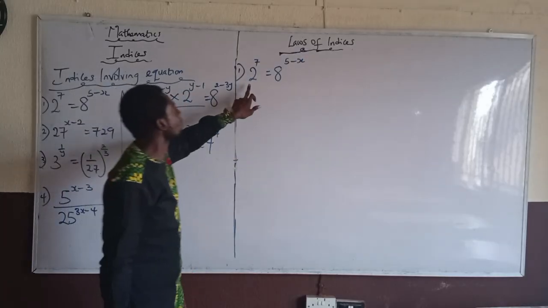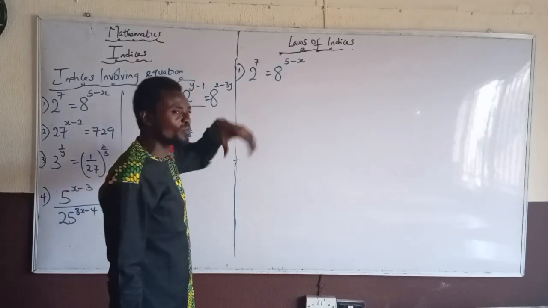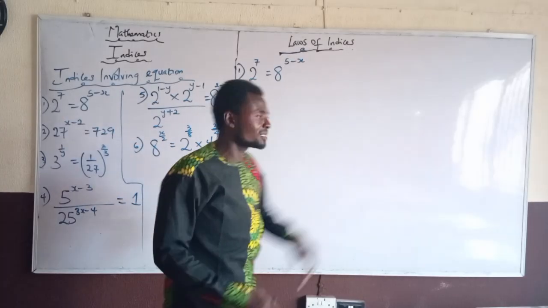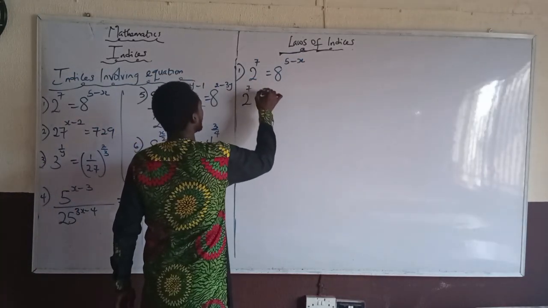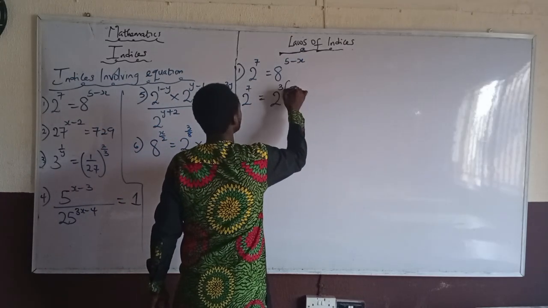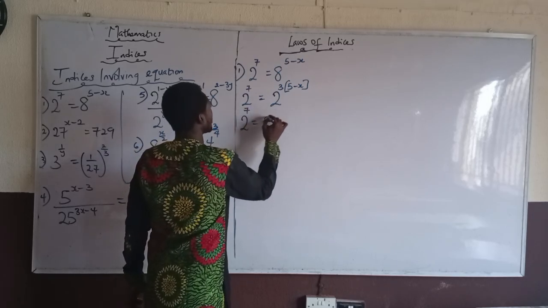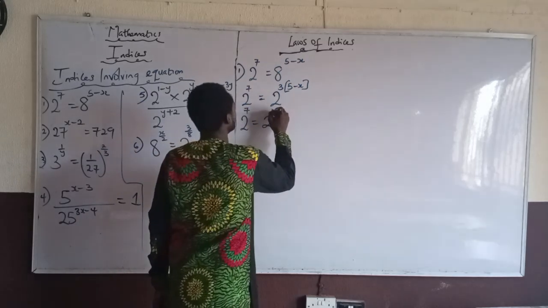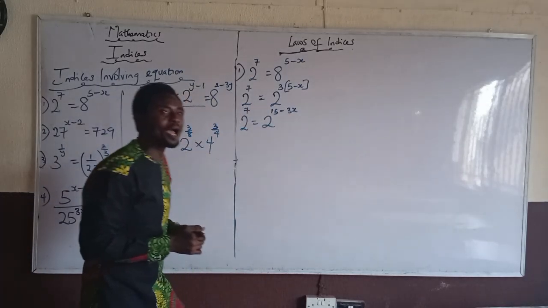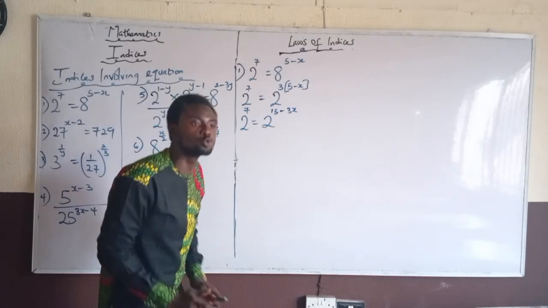Now, the base here is 2, the base here is 8. So I have to bring the base of 8 down to 2 because there is no way I can carry base of 2 to 8. So here becomes 2 raised to 7. How many 2 will give me 8? That is 3. Here becomes 2 raised to 3. Then multiply by 5 minus what? X. So this is 2 raised to 7 equals to 2 raised to 3 times 5 is 15. 3 times minus x, minus 3x.